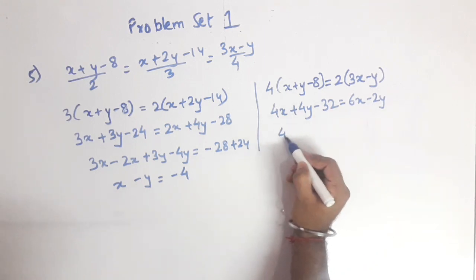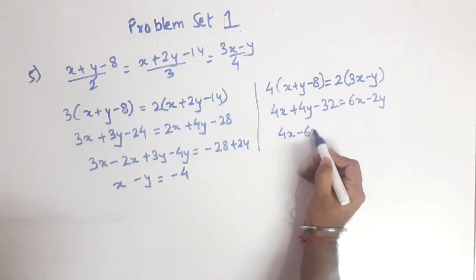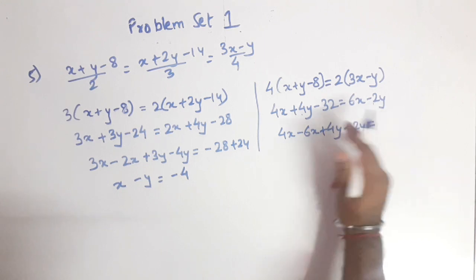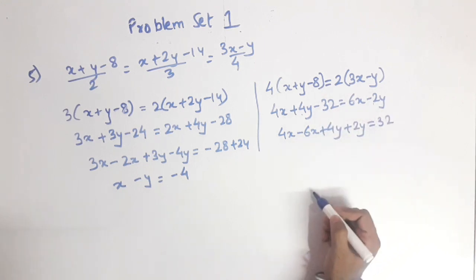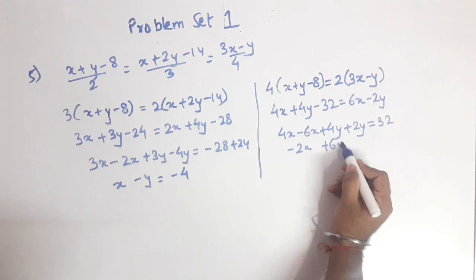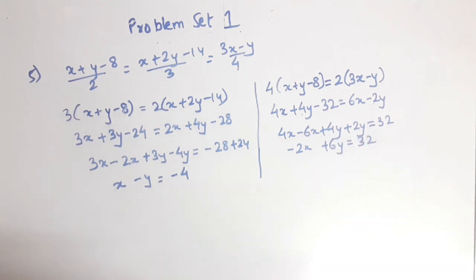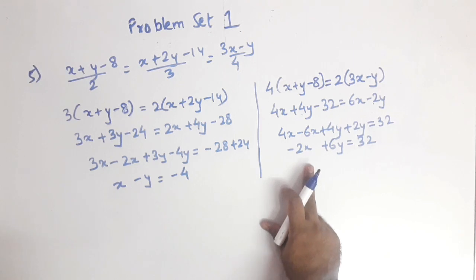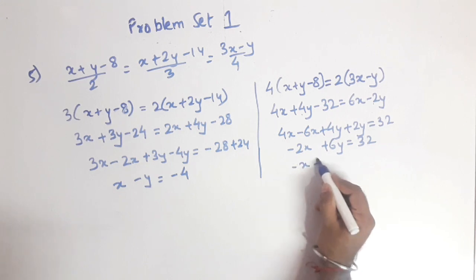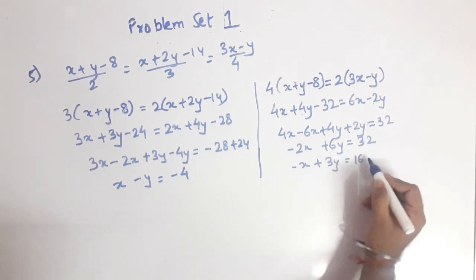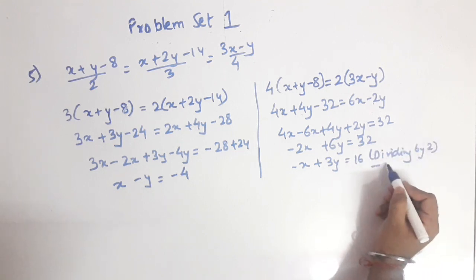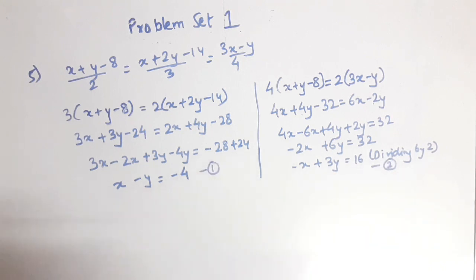Then I'll take everything here, x and y, 4x minus 6x plus 4y. This I'll bring it here, so it will become plus 2y. 32 will come here, so it will become plus 32. Okay, now this is minus 2x plus 6y equals to 32. Okay, now I can further divide this with 2. So dividing by 2 will give me minus x plus 3y equals to 16. This is your equation number 2. This I'll give it as 1.